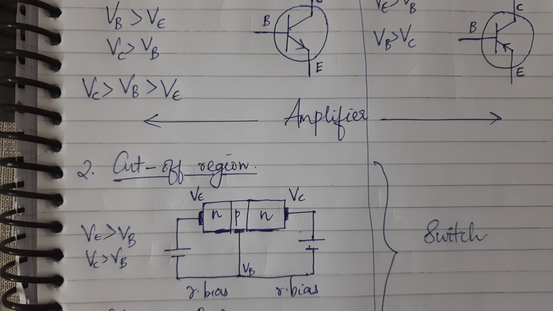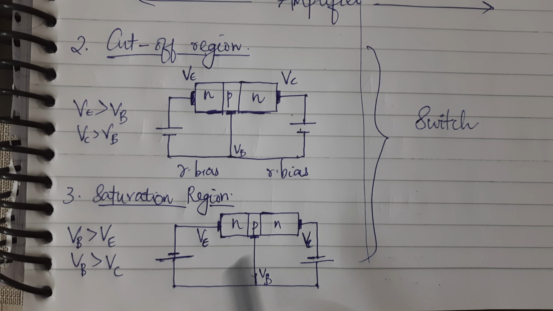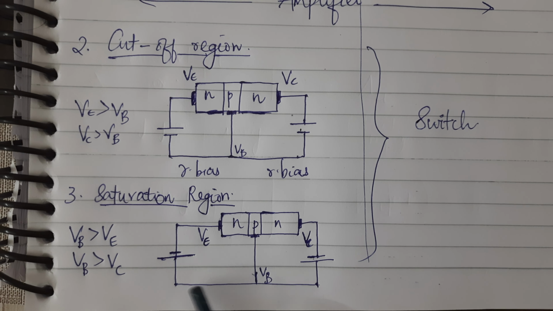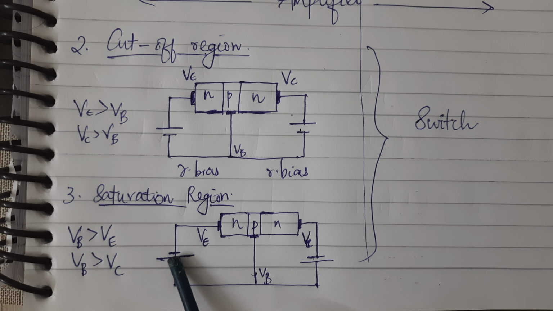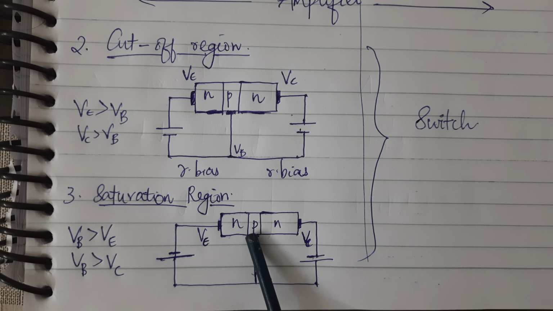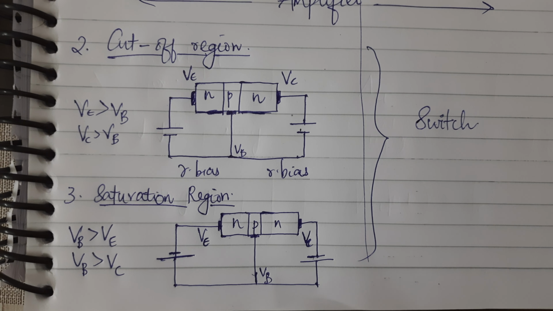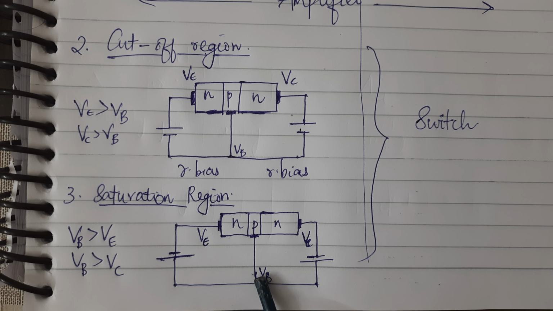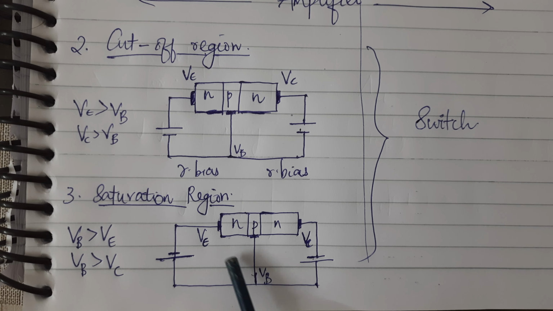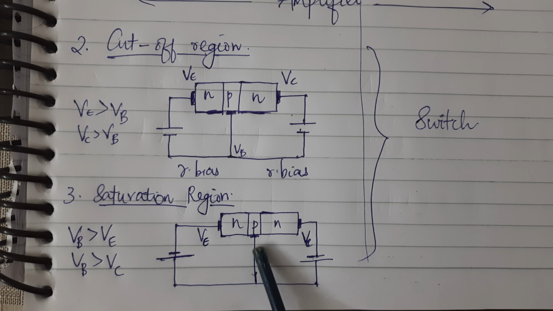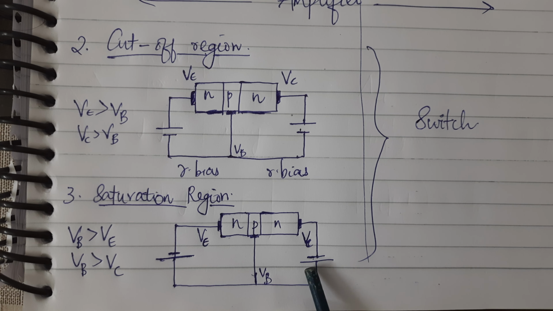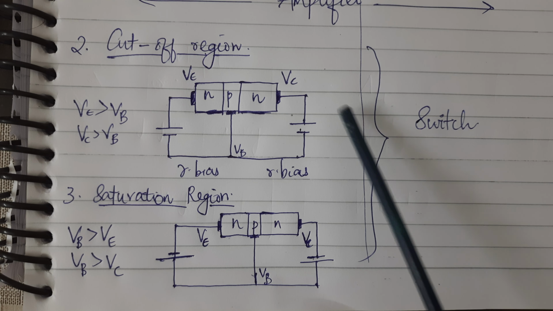So that's it, simple. And there is a third region of operation called the saturation region. In the saturation region, both the base-emitter as well as the base-collector regions will be in forward bias. See, the positive terminal is connected to the P side here, and here also the positive terminal to the P side. So this is forward biased, and this is also forward biased. Since positive is going to the base, the base voltage VB should be greater than VE, and here also positive is going to the base, so VB should be greater than VC.